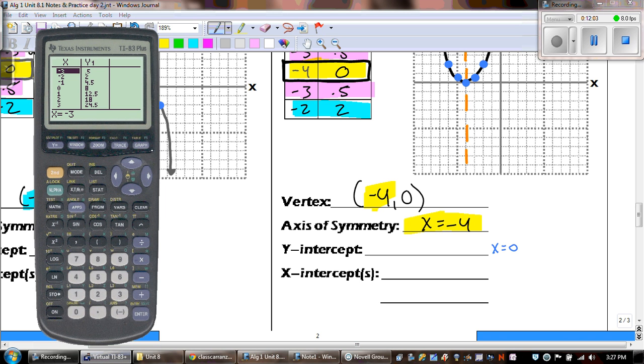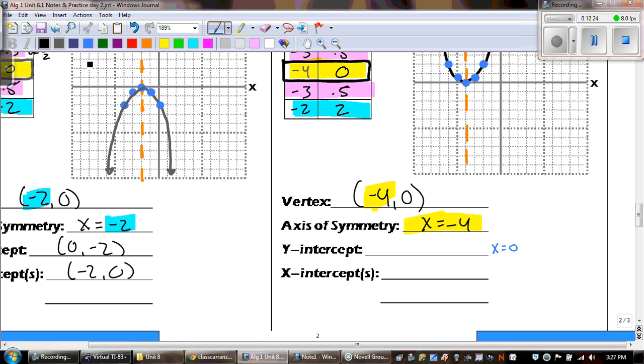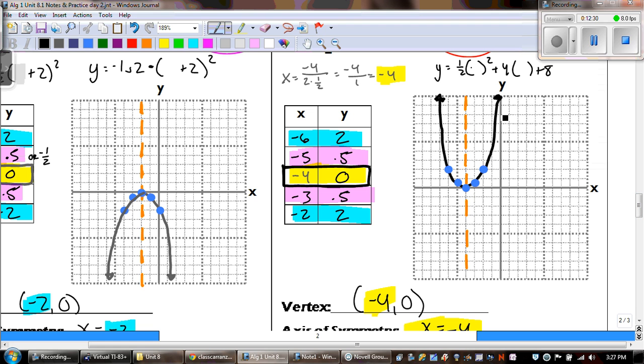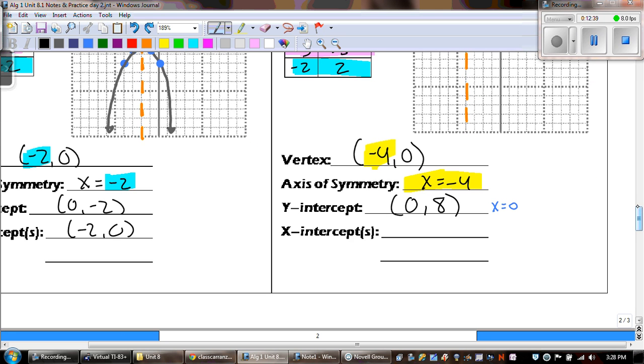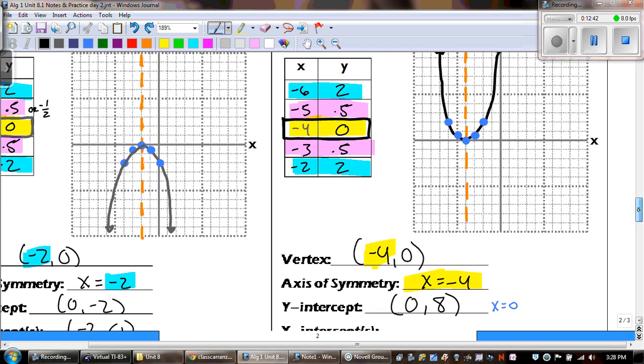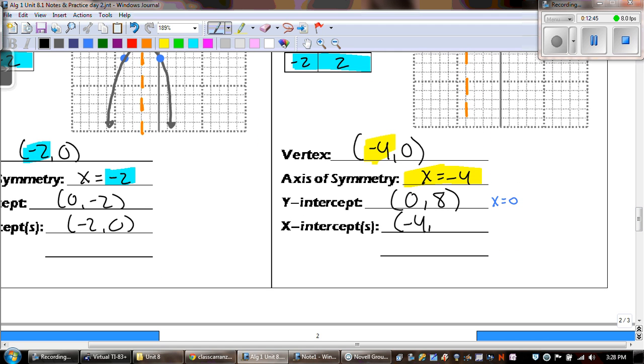So I'm going to go back to our equation real quick. And so we have 1/2 times 0 squared plus 4 times 0 plus 8. All right, so I know that our y-intercept is 0, 8. Let's see how close. Oh, so that's where it should have crossed. Okay. And then our x-intercept, well, x-intercept is when y is 0, and that's my vertex. Okay.